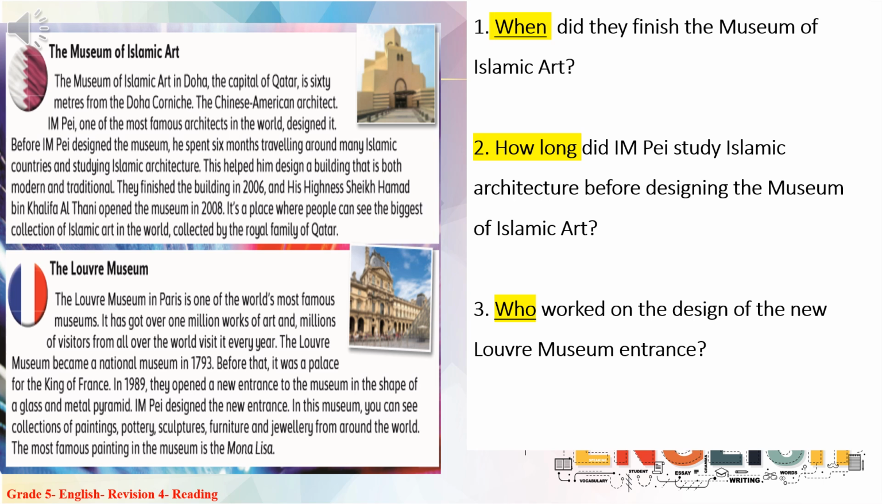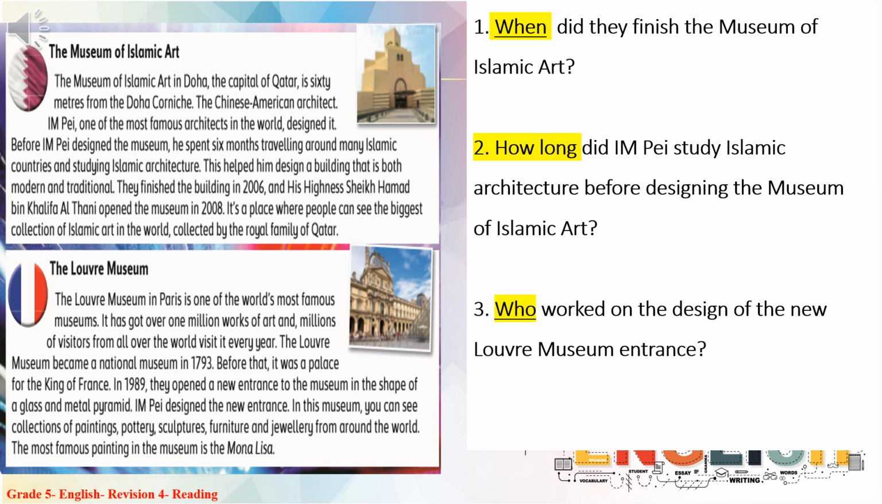It's a place where people can see the biggest collection of Islamic art in the world, collected by the royal family of Qatar. The Louvre Museum. The Louvre Museum in Paris is one of the world's most famous museums. It has got over 1 million works of art, and millions of visitors from all over the world visit it every year.